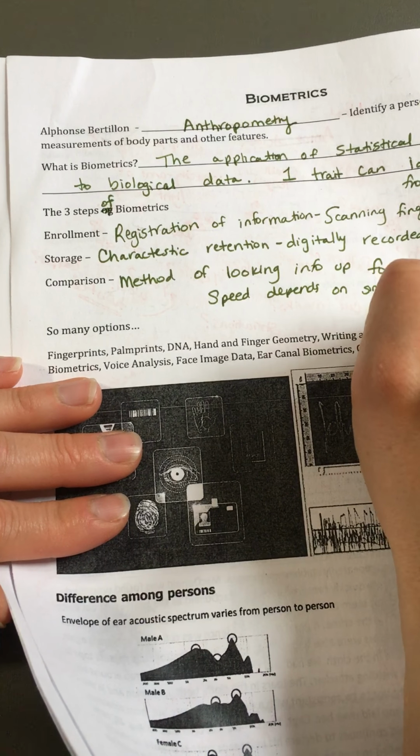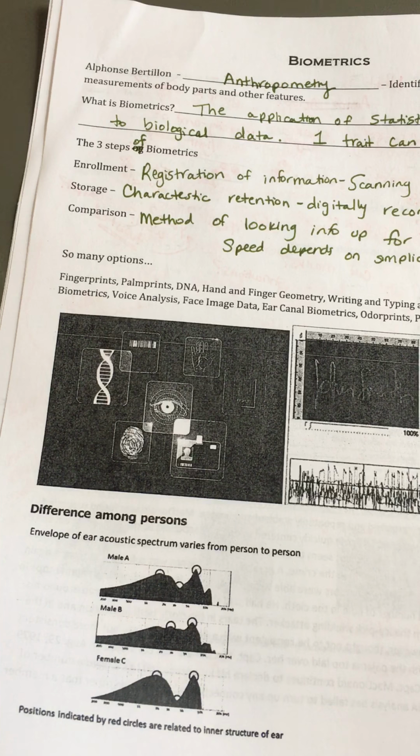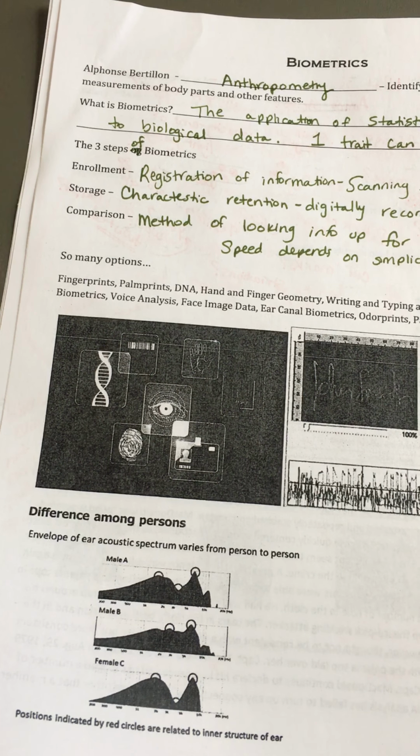So when I talk about biometrics, I'm talking about lots of different things. We're talking about fingerprints, palm prints, DNA, hand and finger geometry, writing and typing analysis, vein geometry, like looking actually at the pattern of somebody's veins, eye biometrics, voice analysis, face image data, ear canal biometrics, like some things that we've never thought of before. Odor prints, just somebody's odor that they give off. And I don't mean that in a bad way. Everyone gives off their own odor. And sometimes if you have a more sensitive nose, you can actually smell somebody as they enter the room. They actually smell different.